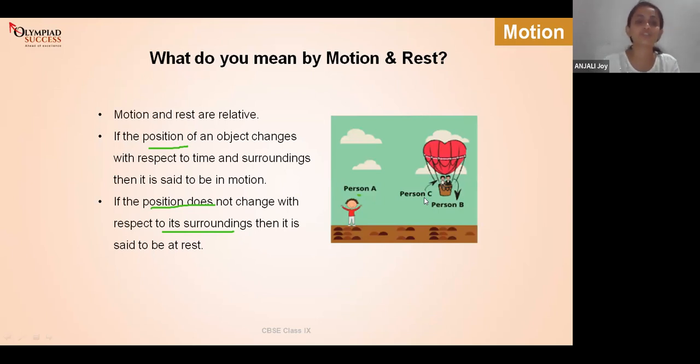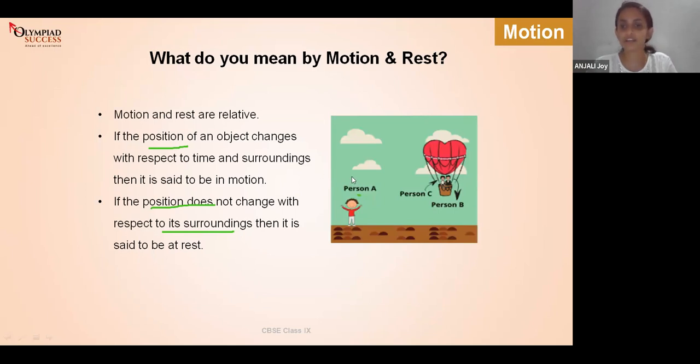Yes, Kathy, very good. With respect to person C, Aditi, very good. With respect to person C, person B is at rest because for person B, person C is not changing the surrounding. He is staying there along with him. So with respect to person A, both of them are in motion, but person B and C would see themselves at rest. So motion and rest are relative terms. If the position changes with respect to the surroundings, then it is said to be in motion. And if the position does not change with respect to the surroundings, then it is said to be at rest. So there is nothing called absolute rest or absolute motion. You always have to compare the rest as well as motion with respect to the surrounding. So you see the surroundings changing, you would say it is in motion.